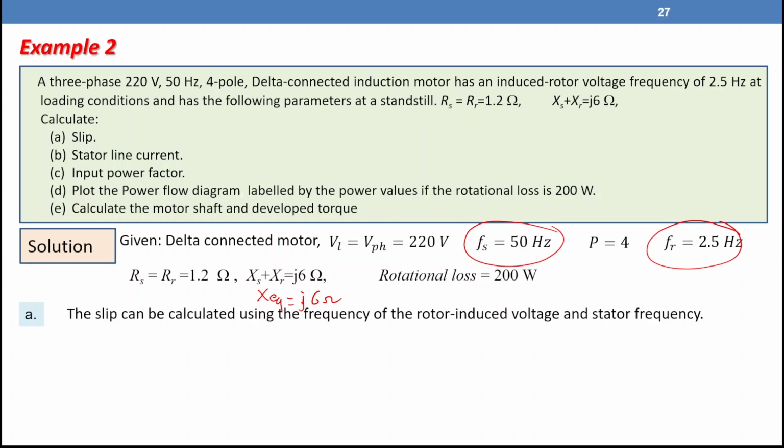How to calculate the slip. The slip can be calculated either using (NS minus NR) over NS, and we don't have any information about NR here. But we have information about FR, so we can use the equation that FR equals S FS. So S equals FR over FS. That one is 2.5 over 50, which gives you 0.05 or 5%.